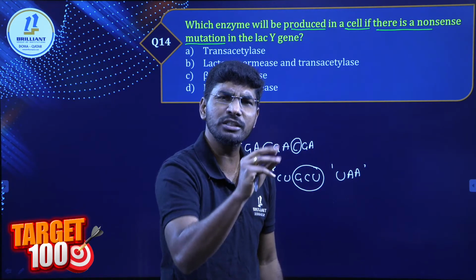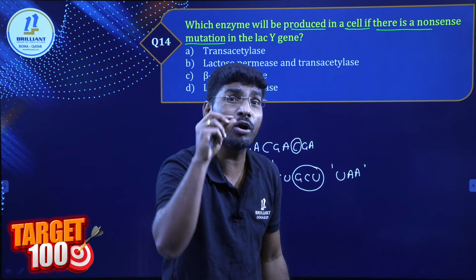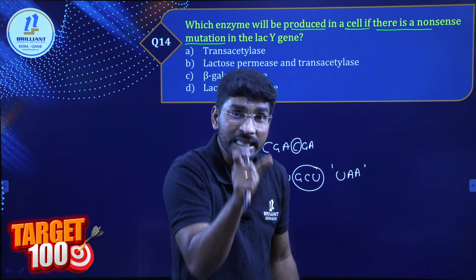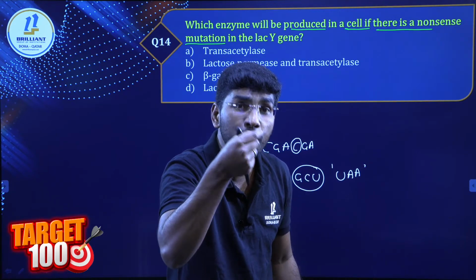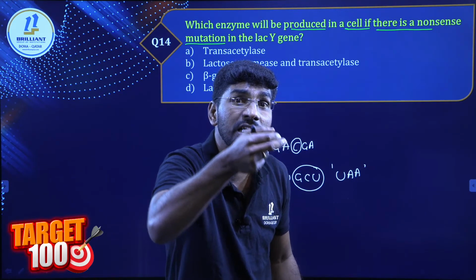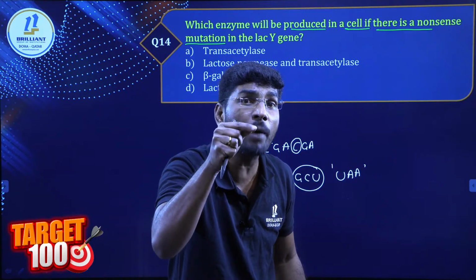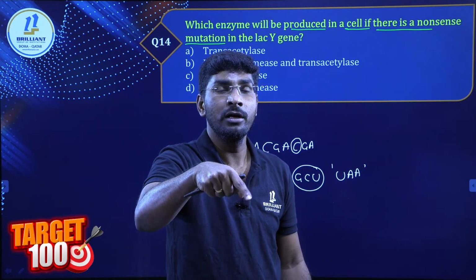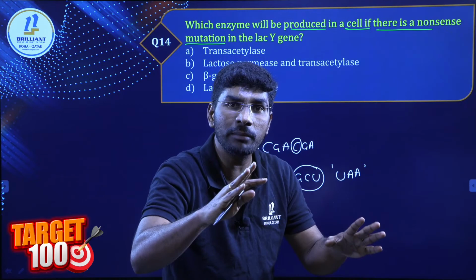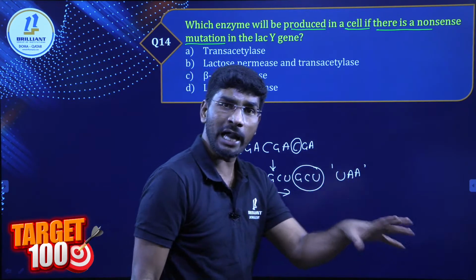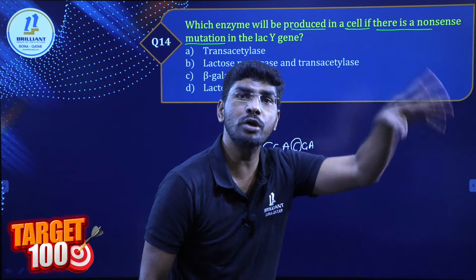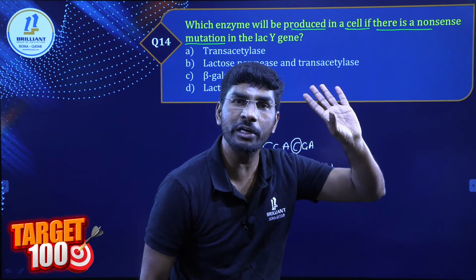So it's called nonsense mutation. This mutation is called a nonsense. That means at one place the DNA undergoes mutation, and that mutation leads to the formation of a stop codon in mRNA. So unexpectedly a stop codon comes. Normally it is synthesizing the polypeptide chain, but accidentally a stop codon suddenly comes and terminates the polypeptide chain.